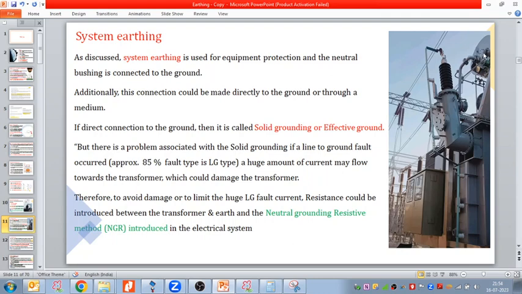This is required only where the equipment has its own neutral point. Yes, system earthing is applied where the equipment has a neutral point.